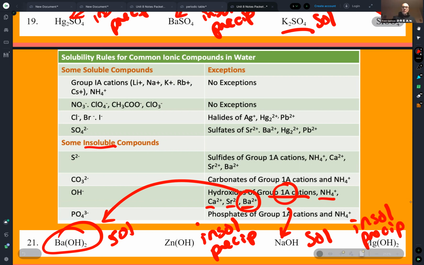This is everything that I wish to share with you about how solubility works on the periodic table, how it works in reality.